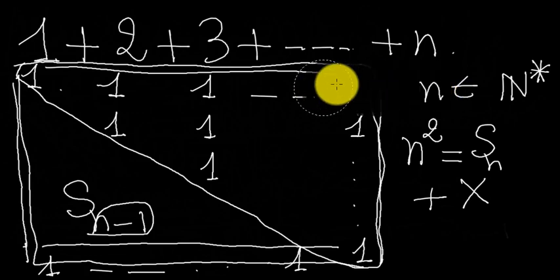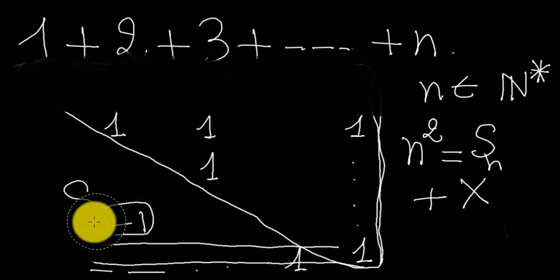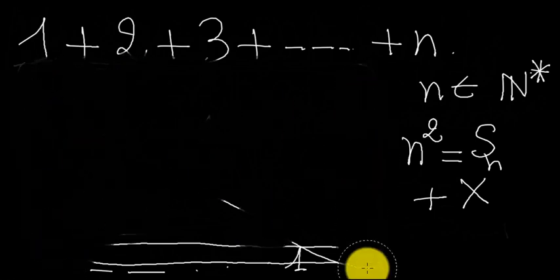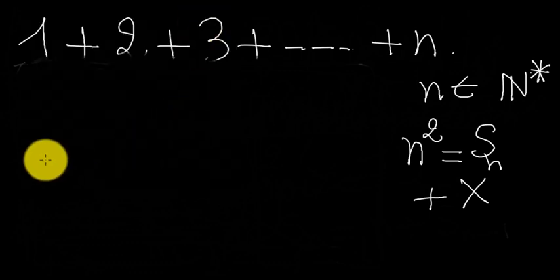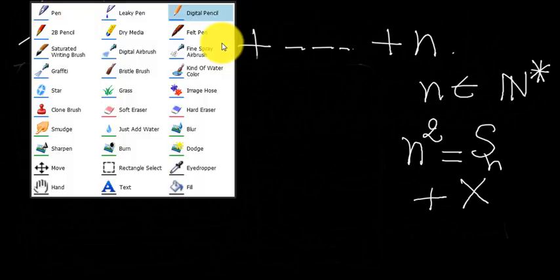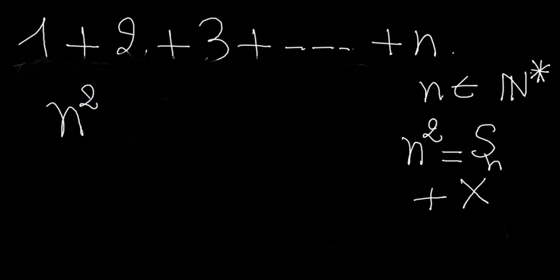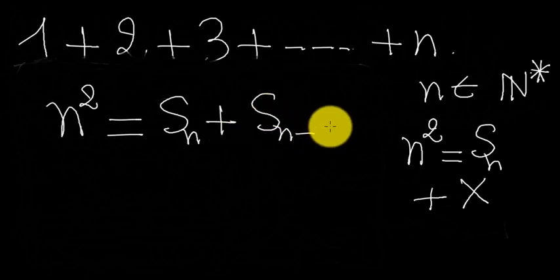So let me just free some space here. This triangle, we're not gonna use anymore, and we are left with our formula. So n squared equals Sn plus the x, which is just Sn minus 1. Let me rewrite this. N squared equals, so sorry, it's not plus, it's equals. N squared equals Sn plus Sn minus 1.